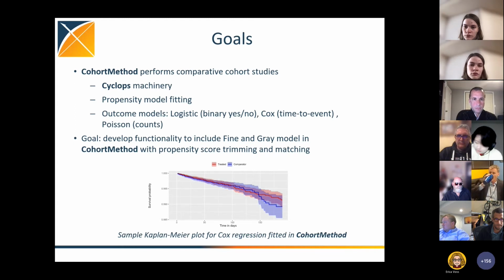Our goal in the study was to develop functionality in CohortMethod such that we are able to fit Fine and Gray models in CohortMethod using the Cyclops machinery, while also including functionalities for propensity score trimming, matching, and stratifying.